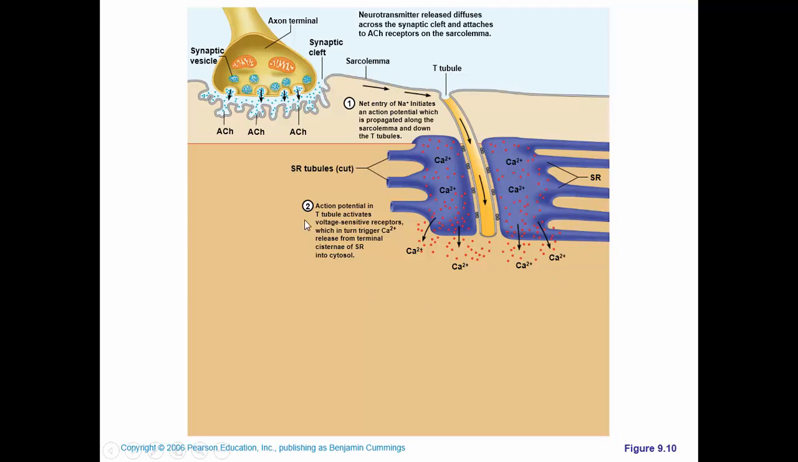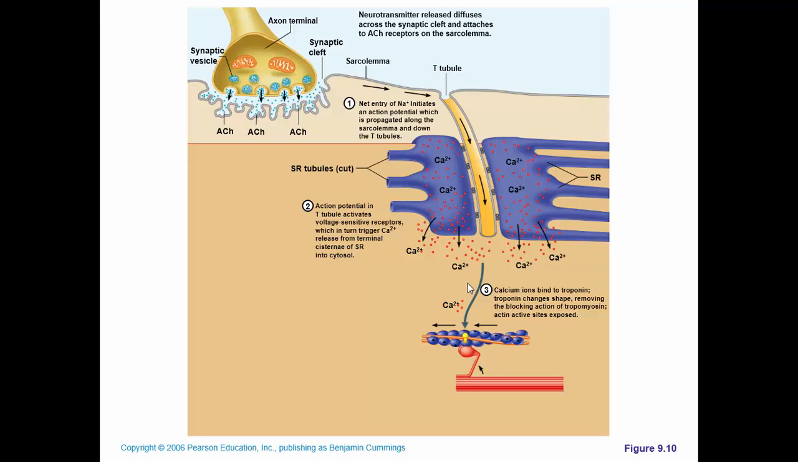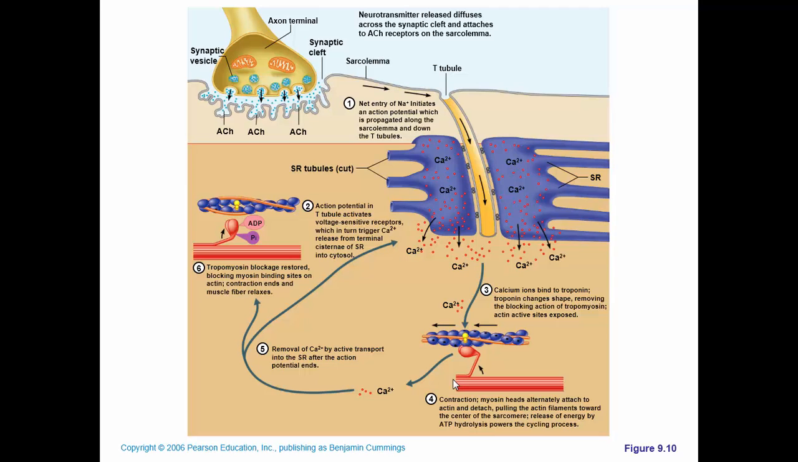Calcium is going to follow the action potential. As the T tubules are depolarizing, the calcium is going to be released from the sarcoplasmic reticulum, the cisternae of the sarcoplasmic reticulum, and then this is where all of the events of the sliding filament occur that we've learned about already. So we're going to have the contraction, we're going to remove the calcium, we're going to then get back into our resting potential.